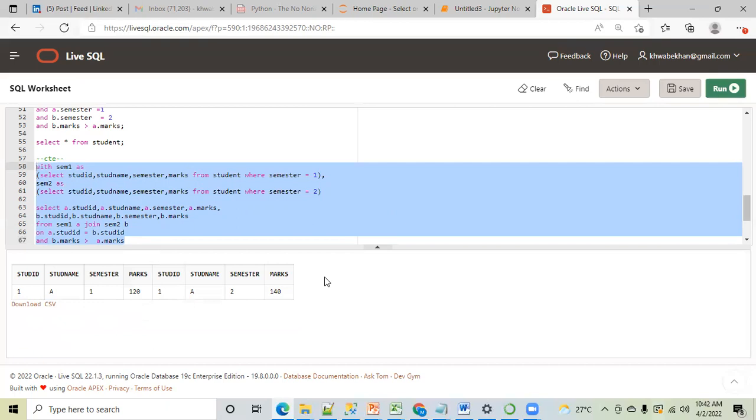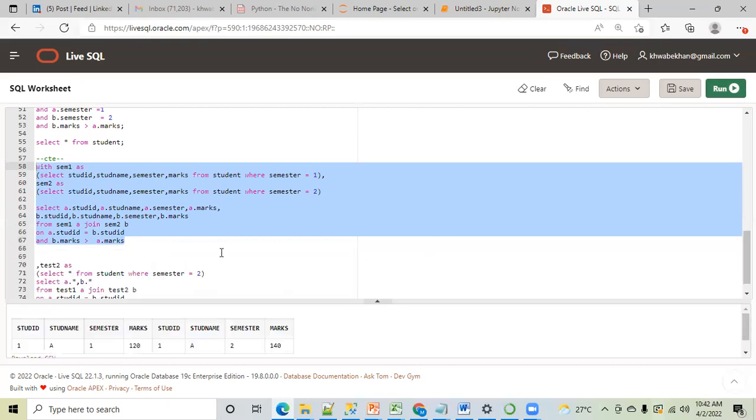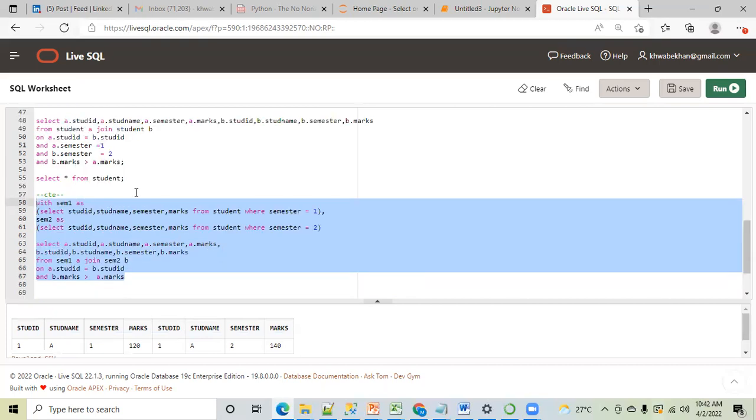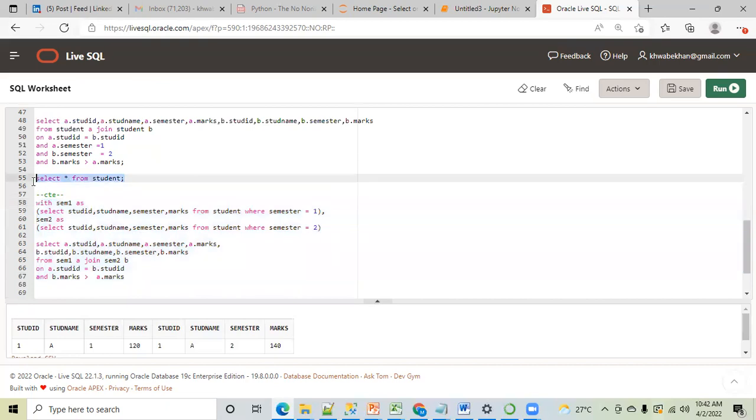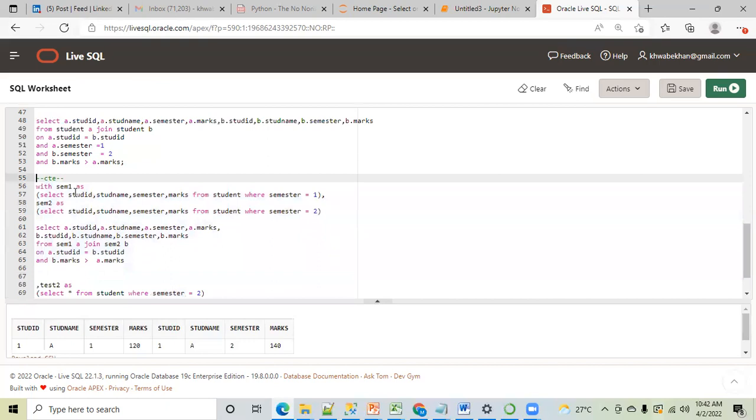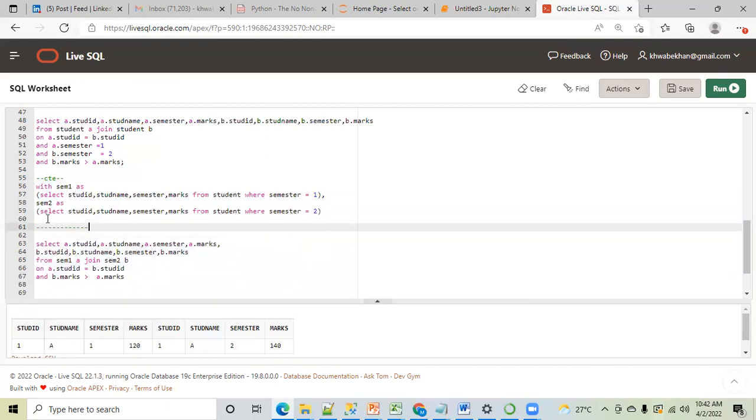Got the output? Is this clear, guys? Yes. Perfect. You got two solutions. This is the solution using a CTE expression. And then I think which one I have to, this one I have to. Oh, sorry.